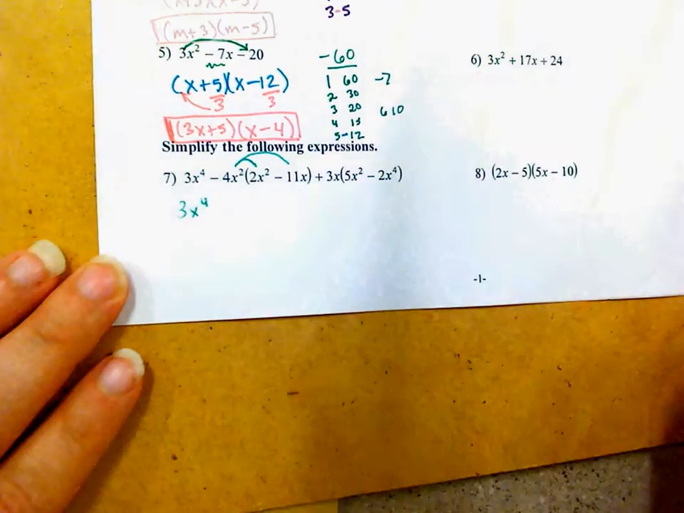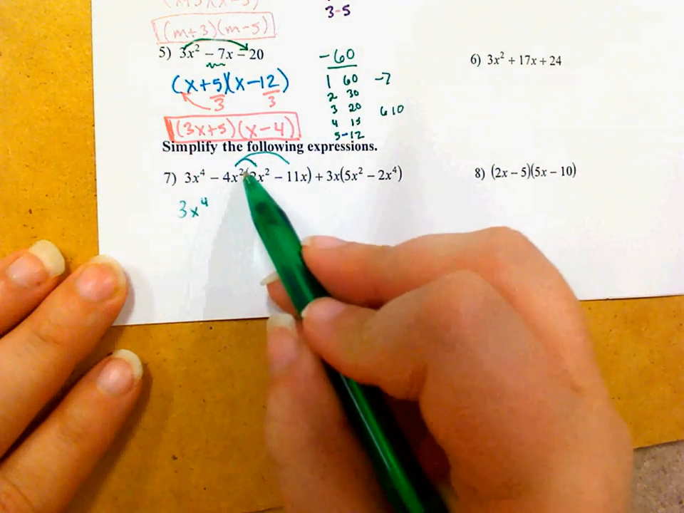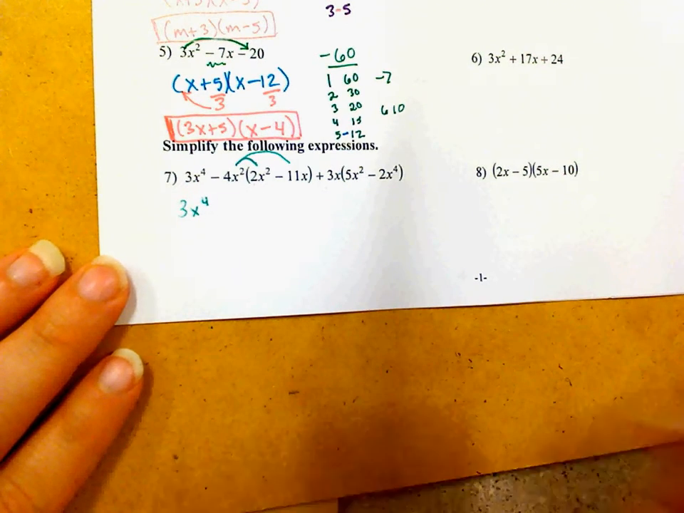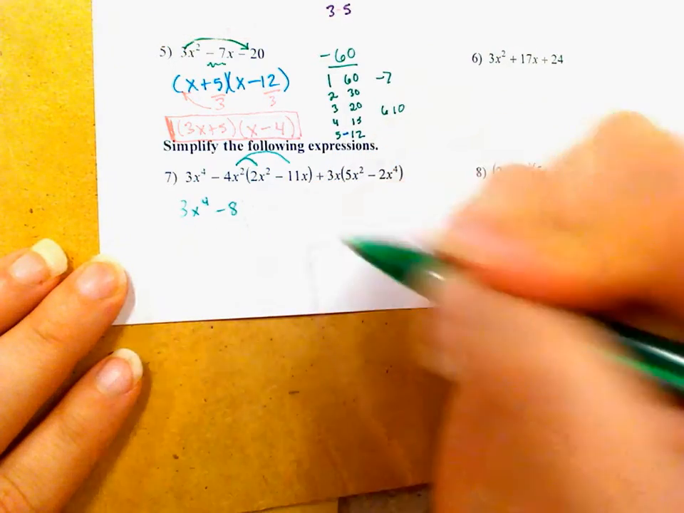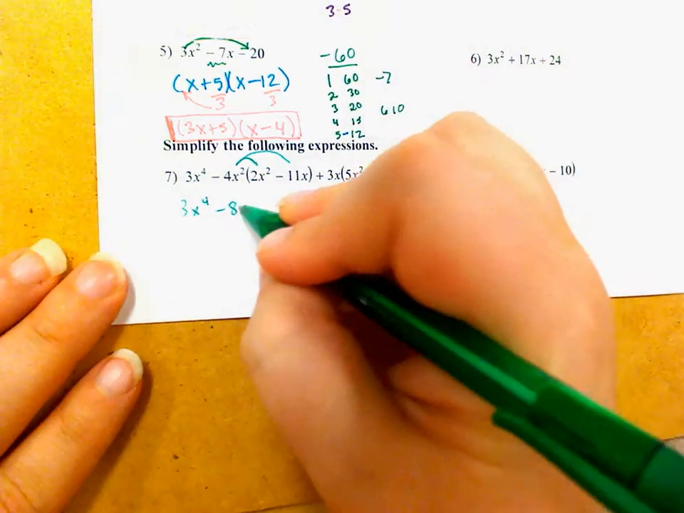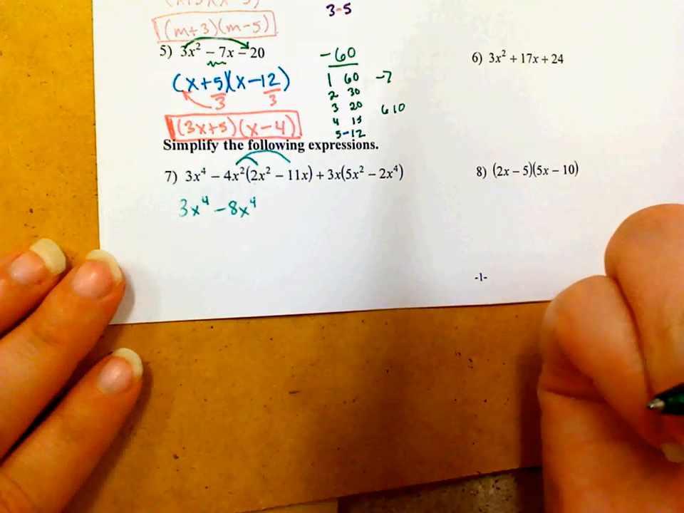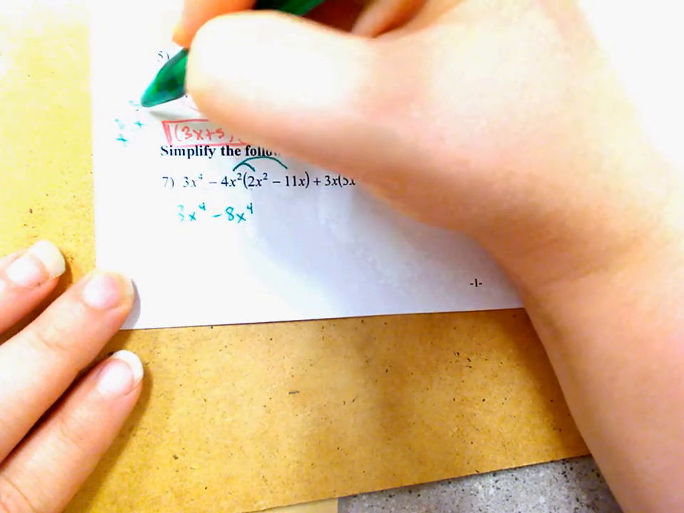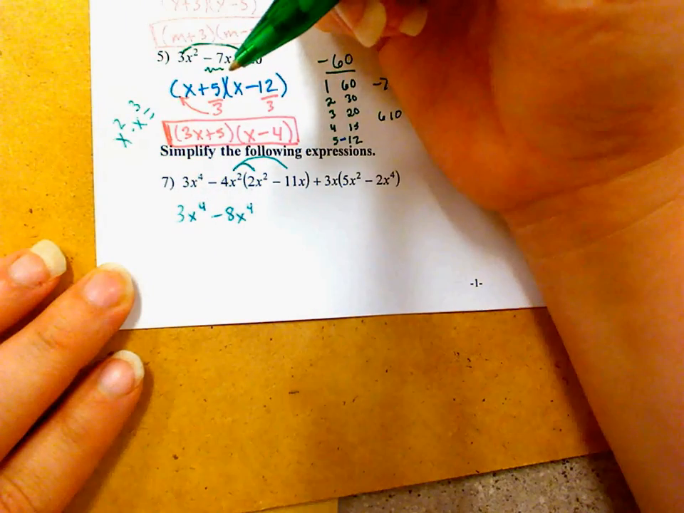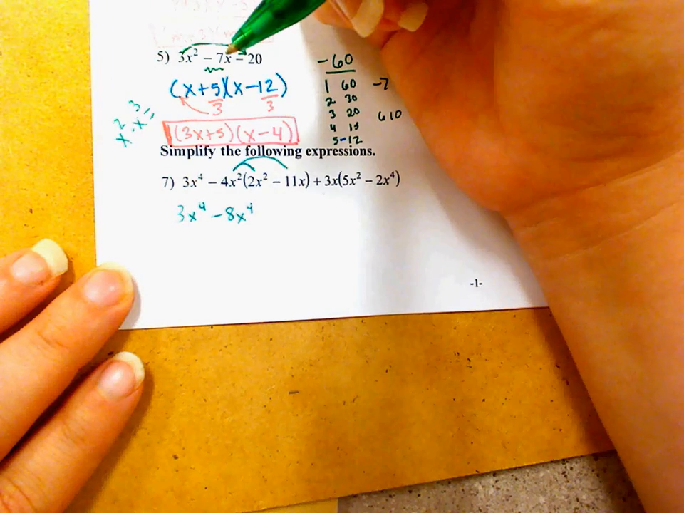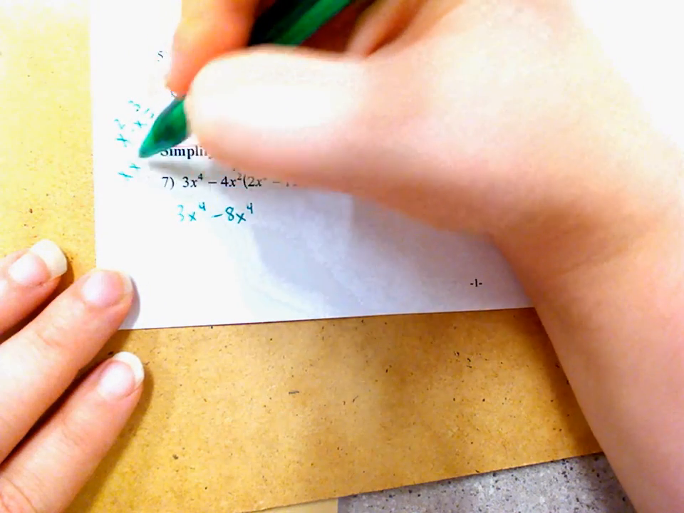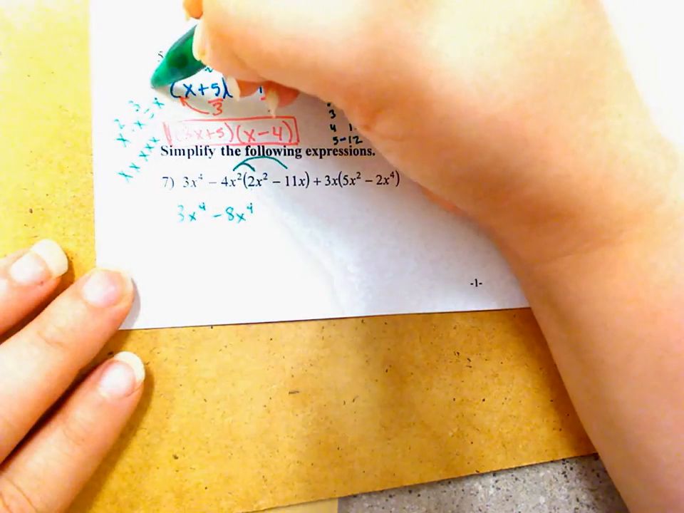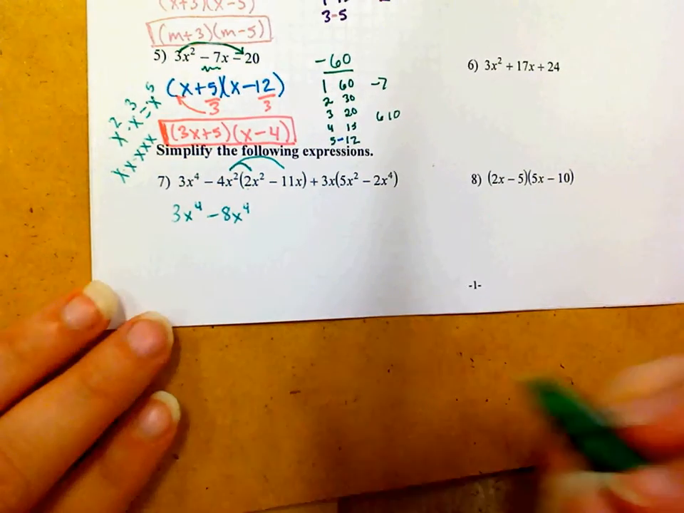What is a negative 4x squared times a positive 2x squared? Well, what's a negative 4 times a positive 2? Negative 8. What's x squared times x squared? x to the 4th. Remember when we multiply x to the 2nd times x to the 3rd, is that x to the 6th or x to the 5th? Remember, that's just saying 2 x's times another 3. How many x's is that? It's just 5. So we add the powers when you multiply, okay? All right, what's a negative 4x squared times a negative 11x?